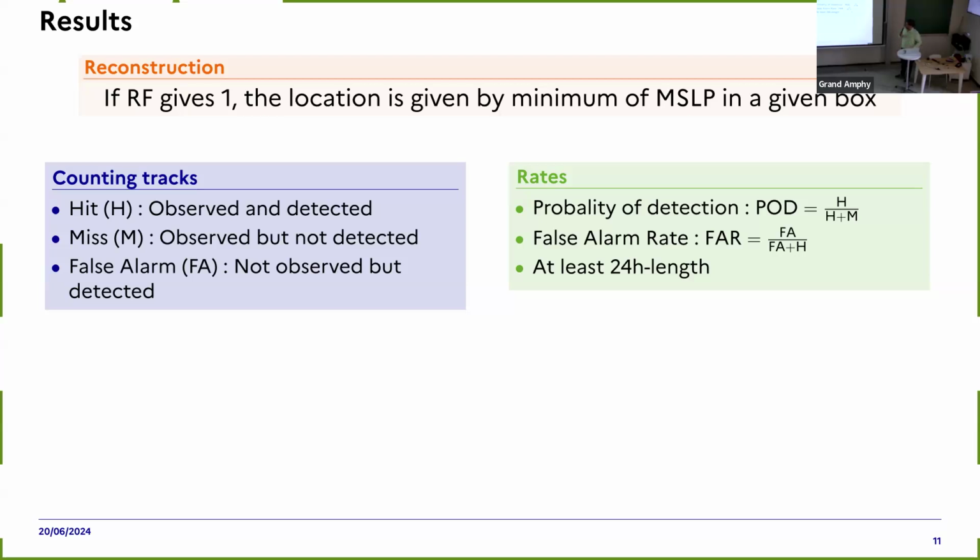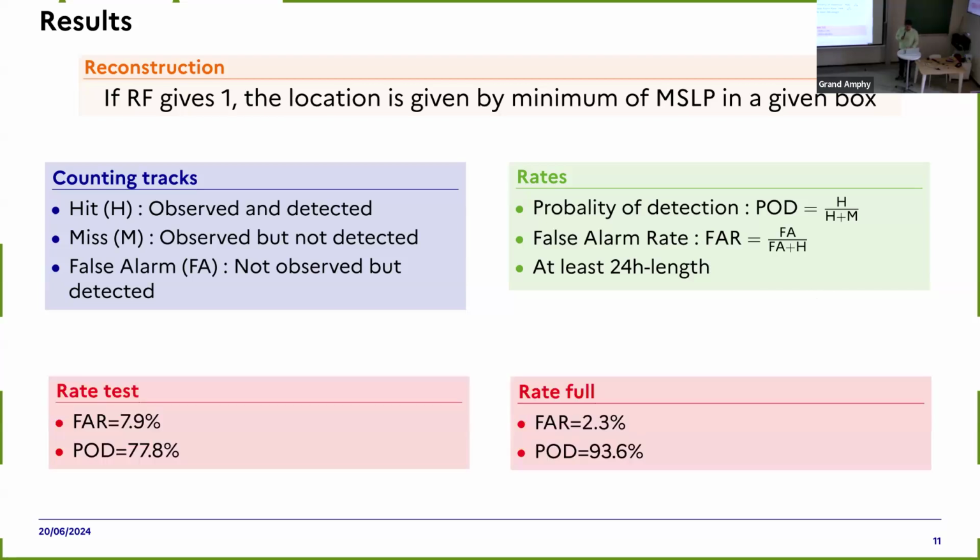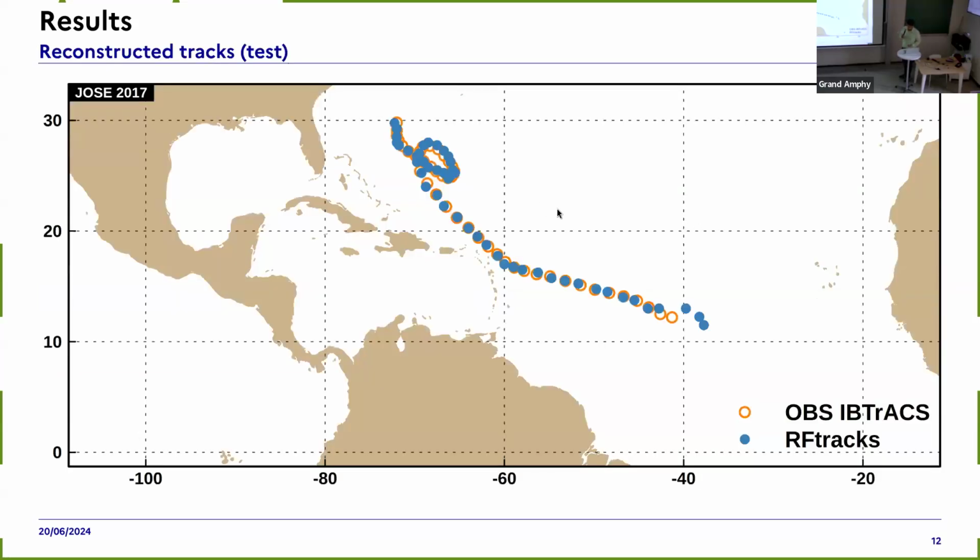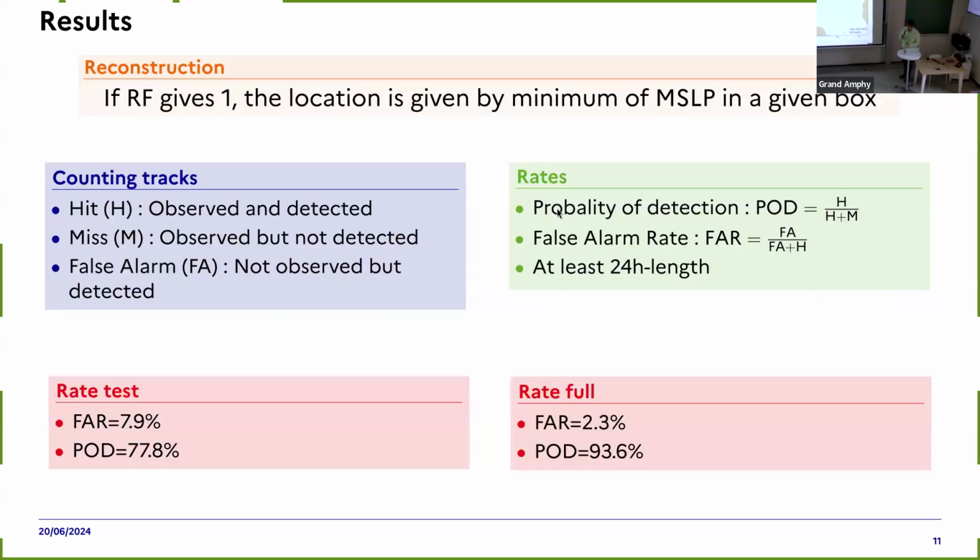And for the analysis, I filter every track that is equal or above 24-hour length. So for the test sets, I have a false alarm rate of below 8% and about 78% of probability of detection, which is quite good compared to the deterministic scheme that exists.